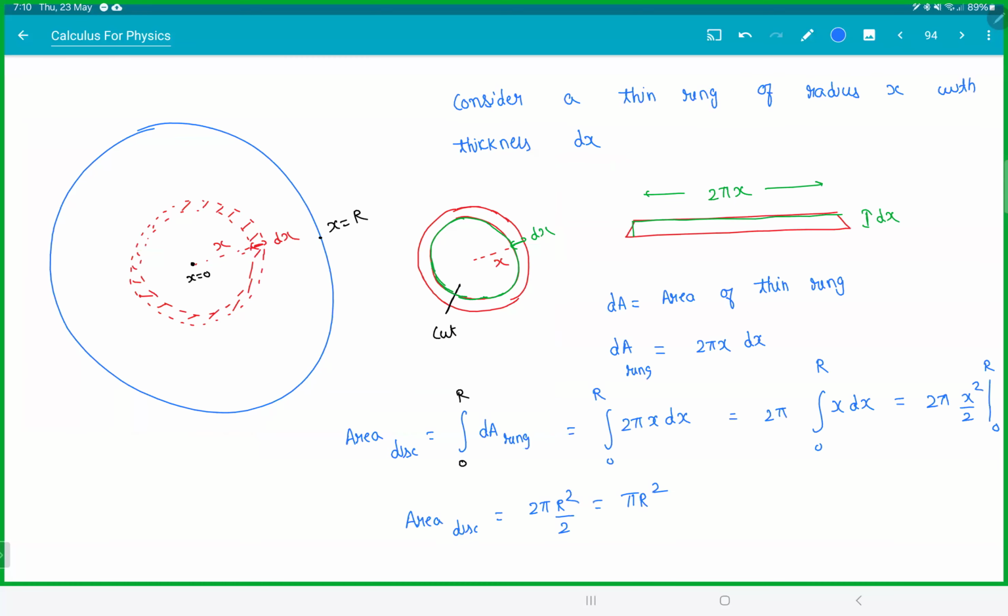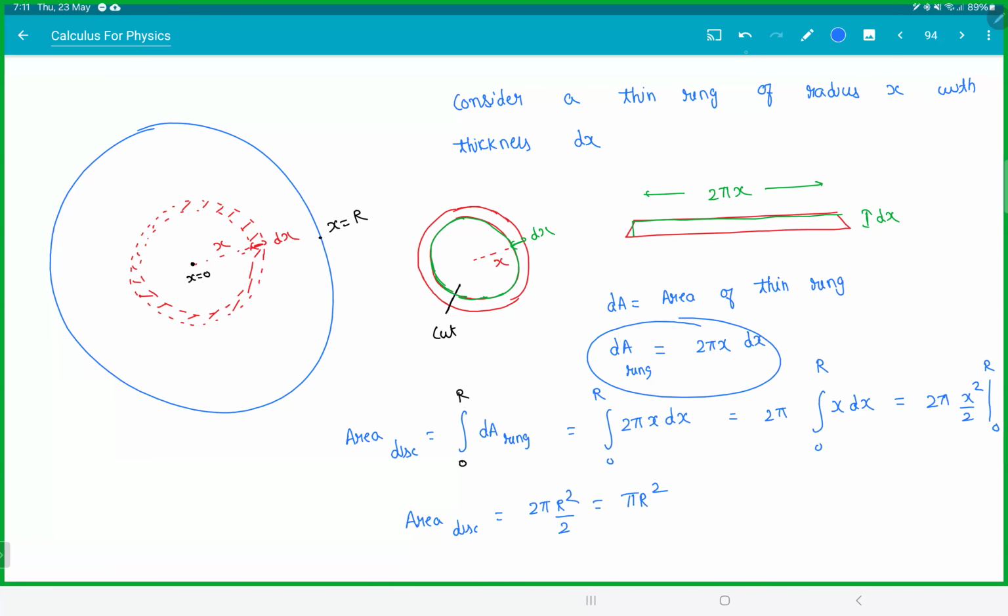The idea was the same. Have a look at this once, what we did. Again, what I did, I'll show you. At a distance x, I took a thin ring with a small thickness dx. The thickness is so small, I can assume it is almost negligible. It's almost flat. And when I cut it open, I will get a rectangle whose length is 2 pi x and the width is dx. Area of a rectangle is length into breadth. That is the only thing that I know. So I got the area of one ring.